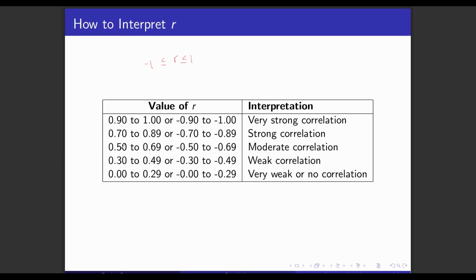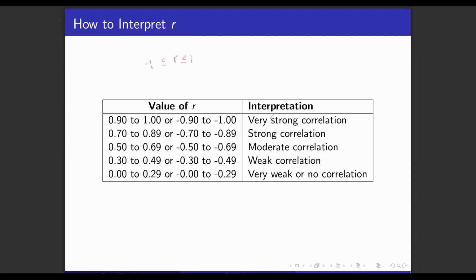If R lies between 0.5 and 0.69 or the negative aspect, we say that there is a moderate correlation. If R lies between 0.3 to 0.49 or it's negative, then we say that there is a weak correlation. If R lies between 0 to 0.29 or it's negative, we say there is a very weak or no correlation. When R is equal to 0, there is no correlation. But if R is more than 0 but less than 0.29, then it's a very weak correlation.